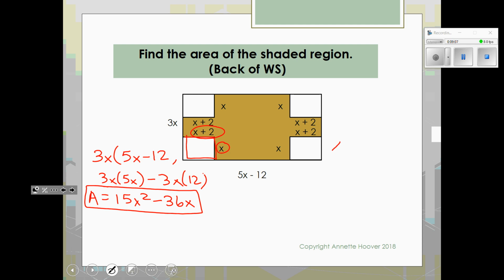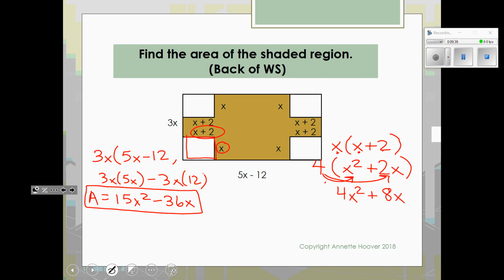Again, we have a monomial times a binomial. So first we have x times x, which is x squared. Then we have x times 2, which is 2x. But we have 4 of these boxes. So now we need to take this binomial and multiply it times 4 to figure out what the area of all 4 squares would be. So when multiplying 4 times x squared, 4x squared. 4 times 2x is 8x.